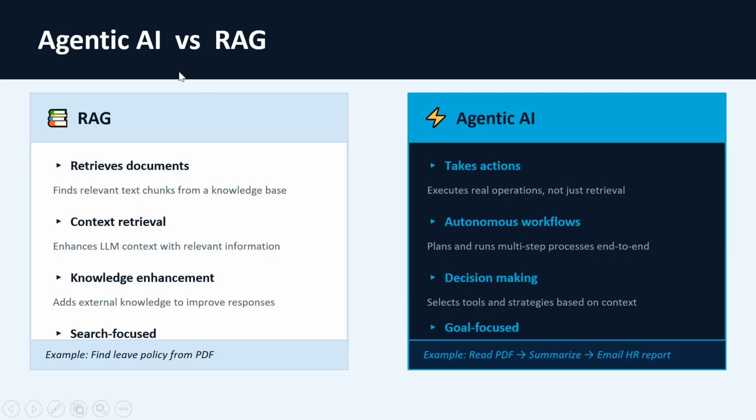Next, agentic AI versus RAG. What is happening? RAG does document retrieval, context retrieval, knowledge enhancement, and is search focused. That is the use of RAG. And agentic AI takes action, has autonomous workflow, decision making, and is goal focused. An example is finding the leave policy from the PDF, which we already covered in the previous video when we were covering the RAG example. And here what we are doing is reading the PDF, summarizing the PDF, as well as emailing an HR report. That means it may send a mail to the HR as well. So here we are doing some kind of automation work.